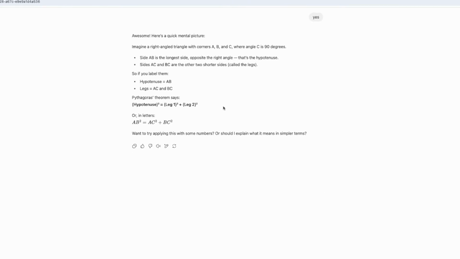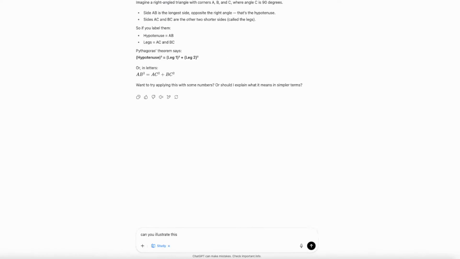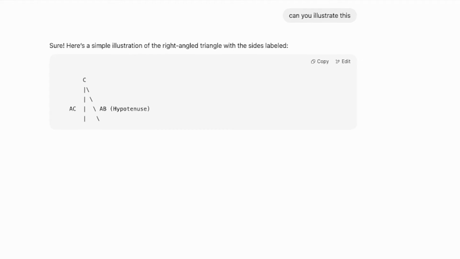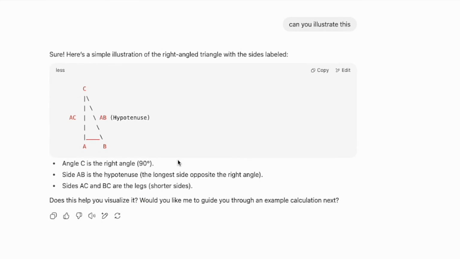So let me ask it to draw. Can you illustrate this? Okay, and there we go. So it actually does an ASCII diagram. This is called an ASCII diagram here. All right, and it shows what it has just explained up here.